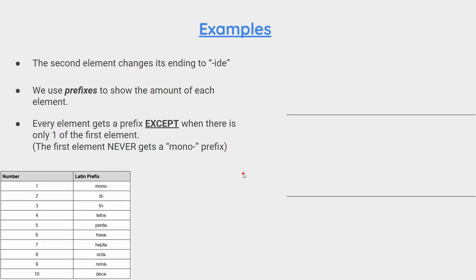A few examples with our rules displayed here on the left, along with our prefix chart. Take a look at C2H6. If I take a step back, I can see this is 2 carbon atoms and 6 hydrogen atoms. So we need to put the prefix for 2 in front of carbon. We get dicarbon. And the prefix for 6 in front of hydrogen, so hexahydrogen. But instead of hydrogen, we need to change that ending to "ide." So instead of hexahydrogen, we have hexahydride.